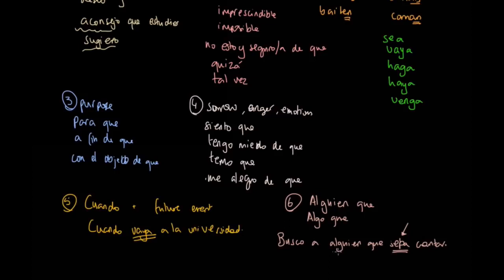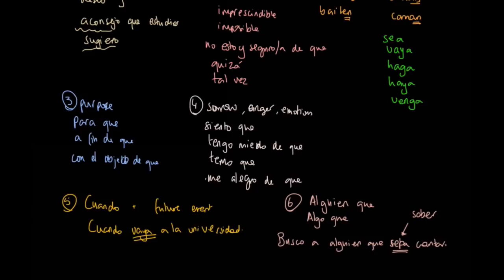Busco a alguien que sepa cantar. I am looking for someone who knows how to sing. This person might or might not exist. This means I haven't got anyone in mind. I'm not thinking of a particular person who knows how to sing. I'm looking for anyone who knows how to sing. So this sepa is from the verb saber, to know. Okay, so this is another irregular subjunctive. So these six cases, you don't have to memorize them all, but be in tune with these sorts of expressions that are followed by subjunctive so that it doesn't catch you by surprise.